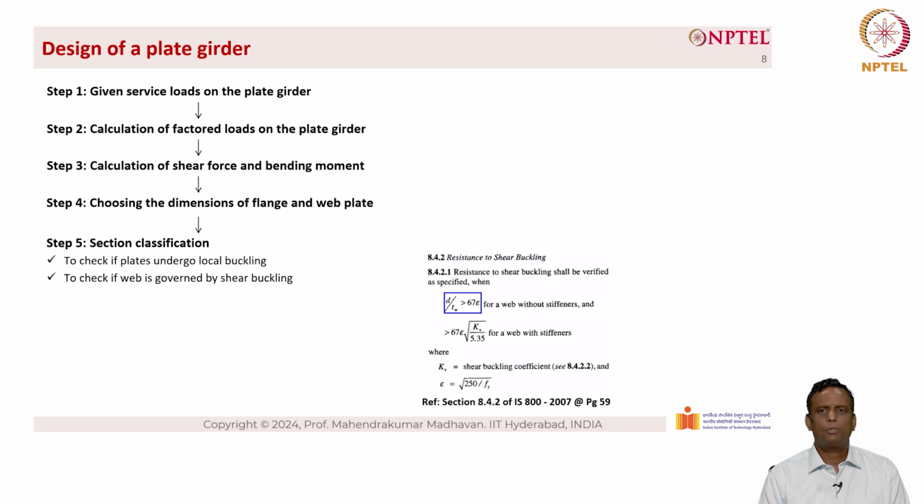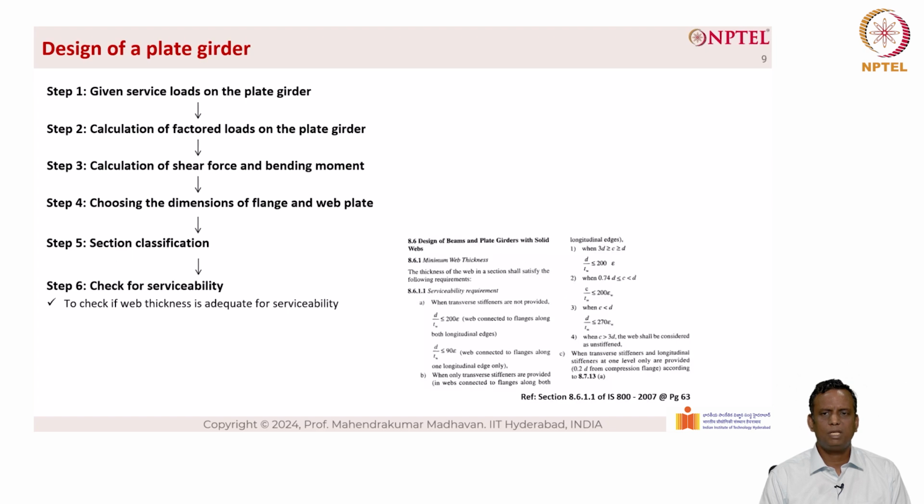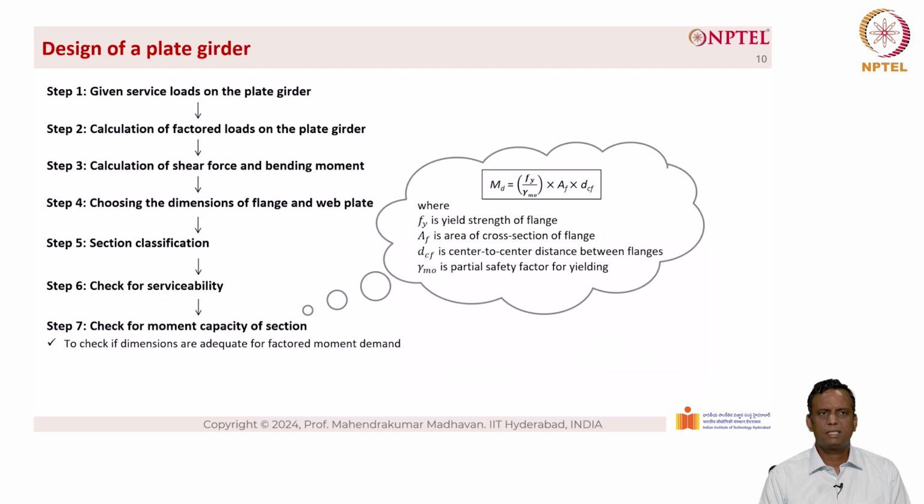The corresponding provisions are given on the right hand side from IS 800 when D by TW is greater than 67 epsilon for web without stiffeners, and greater than 67 epsilon into root of K sub B divided by 5.35 for web with stiffeners, where K sub B is the shear buckling coefficient and epsilon is given as root of 250 divided by Fy. Step 6 is to check for serviceability, to check if the web thickness is adequate for serviceability. Again, the corresponding provisions are given on the right hand side from IS 800.